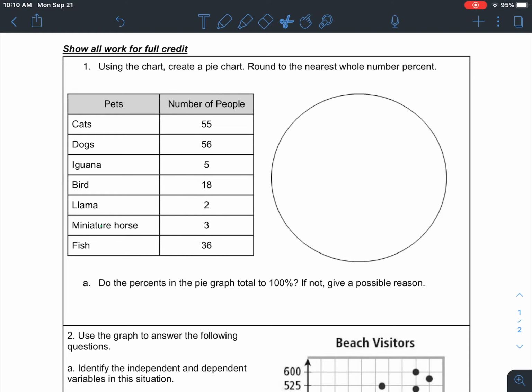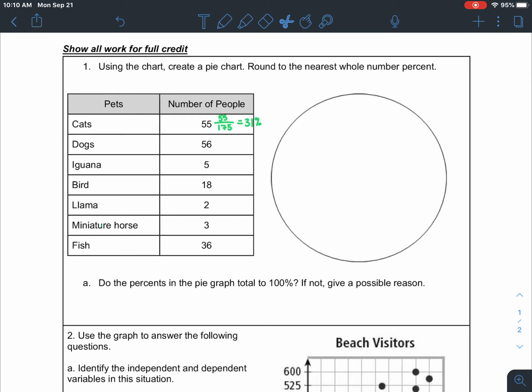Because to create a percent, we need the part over the whole. So 55 out of how many people have cats? 56 out of how many people have dogs? So quickly type up all those into your calculator and you get 175 if I did my math correctly. So we're going to go 55 divided by 175, which will give us 31%.